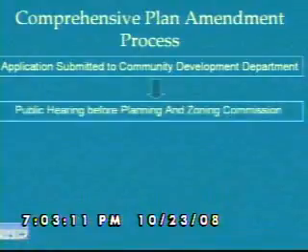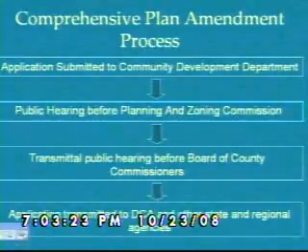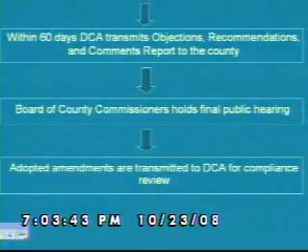The comprehensive plan amendment process starts with the application being submitted to the Community Development Department. From there it goes to a public hearing before the Planning and Zoning Commission, and this is the step we're at presently. From here it will go to a transmittal public hearing before the Board of County Commissioners, and the application is transmitted to the Department of Community Affairs and other state and regional agencies. Within 60 days, the Department of Community Affairs will transmit back to the county objections, recommendations, and comments report. From there, the Board of County Commissioners will hold a final public hearing, and then the adopted amendments are transmitted to DCA for compliance review.